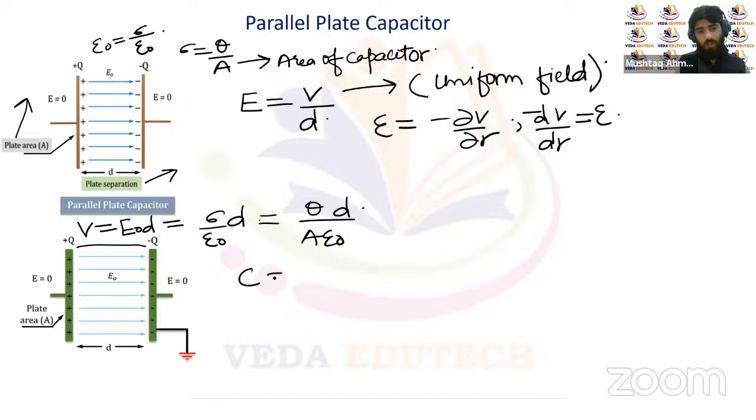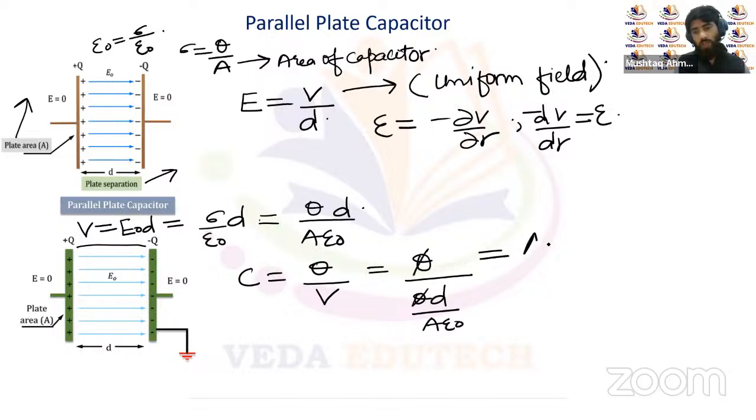So the capacitance will be Q upon V, and V is equal to Q into t upon A epsilon naught. Here Q and Q will get cancelled, and we'll be left with A epsilon naught upon d. So this is the capacitance of this parallel plate capacitor, provided there is no medium filled. The only medium between these two plates is air, and there is no dielectric between these plates.